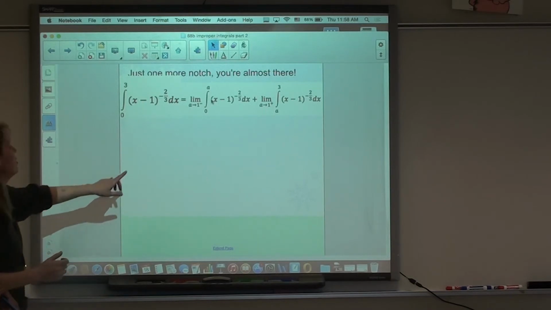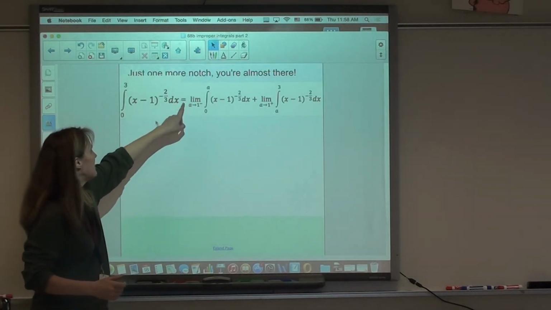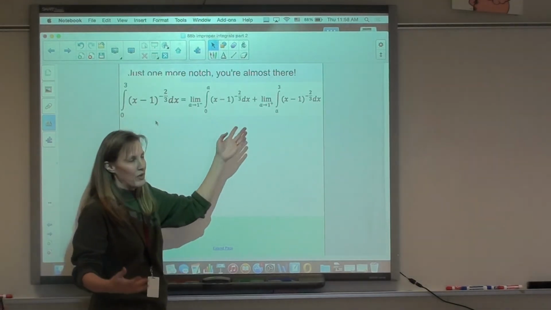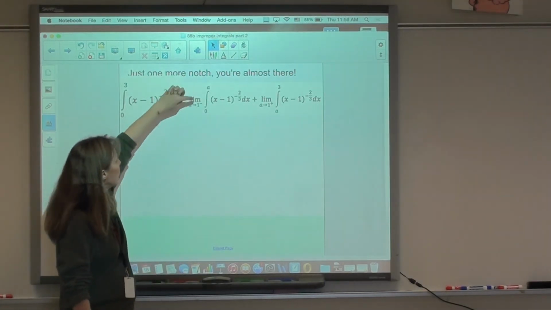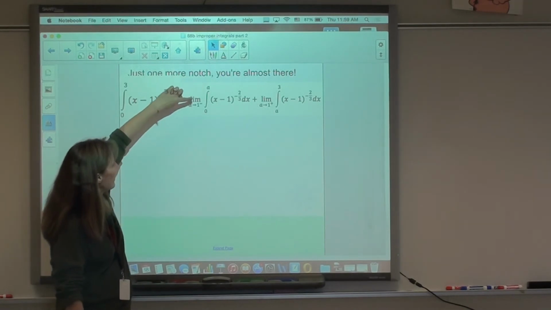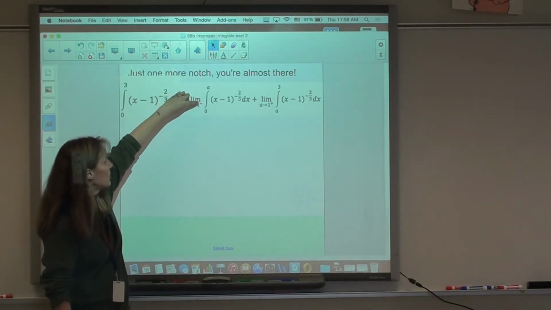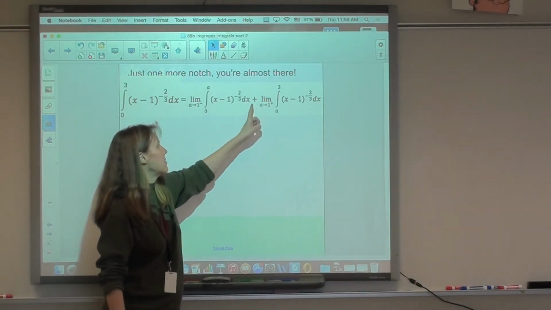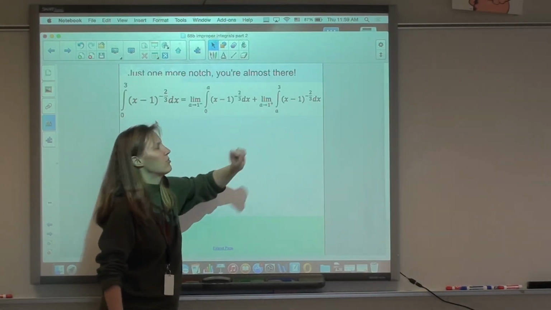So anyway, what we do is you do the limit as a approaches. It doesn't matter the order. If you want to do this one first and then that one, it's fine. You're just adding them together. So you replace your upper bound with an a and take the limit as a approaches that vertical asymptote from the left, and you replace your lower bound with an a and take the limit as a approaches that vertical asymptote from the right.